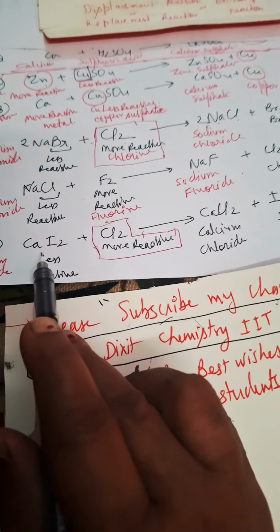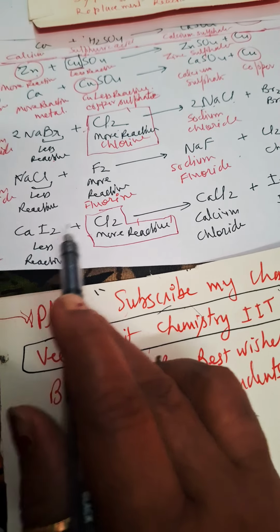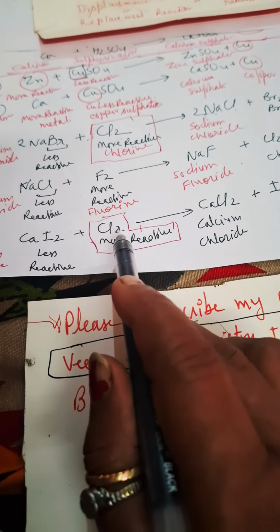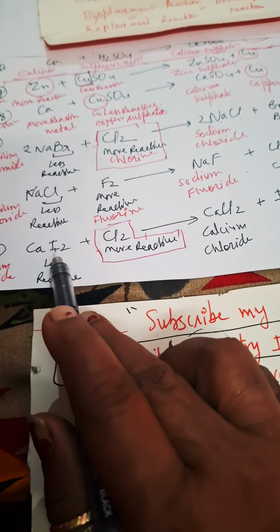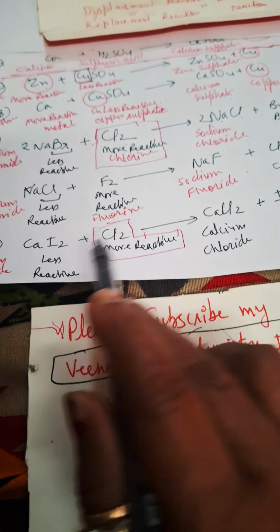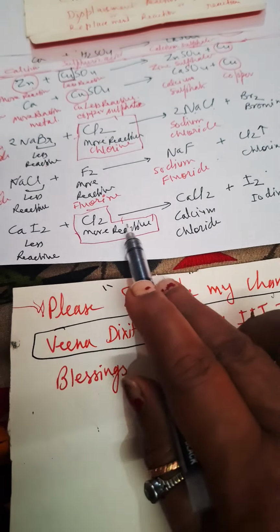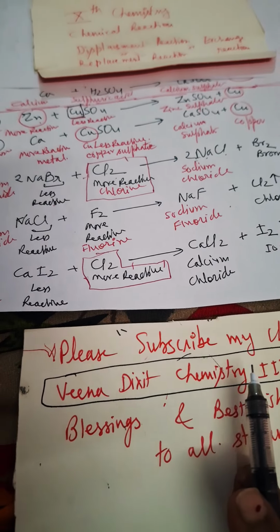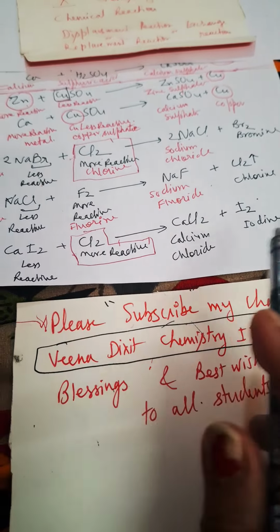Now here calcium iodide plus chlorine will react together, and chlorine is more reactive than iodine, so iodine will be replaced by this chlorine. I am using the word kick out. It is a very striking word. Kick out means displaced.